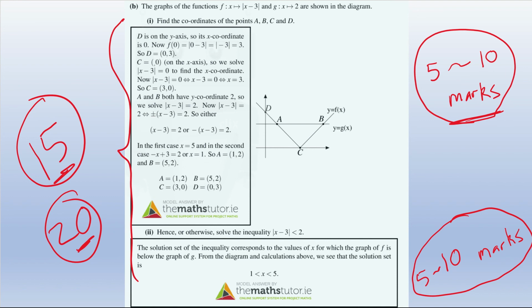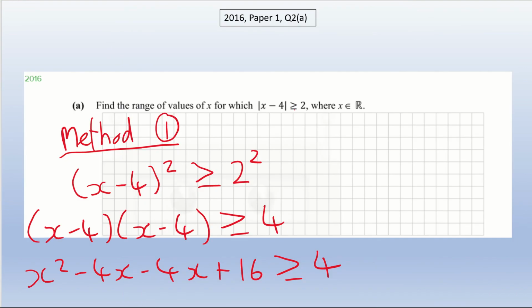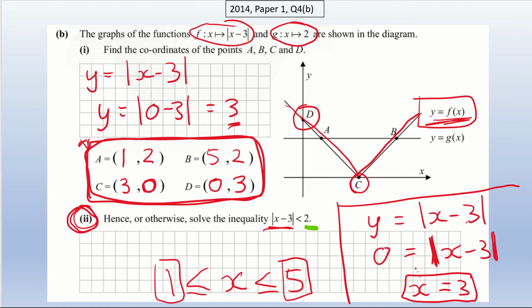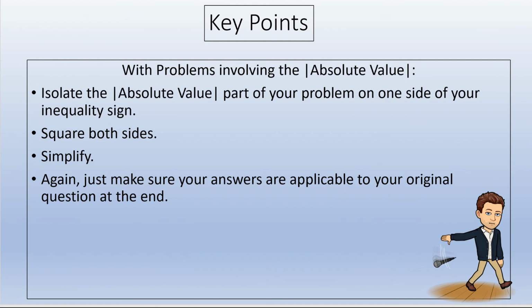Just to remind you, you had a look at a question with just numbers, and you had to find out what x was, or your range of values for x. We looked at a question with a graph, and we had to sort that out. And just to finish off, your key points for problems involving the absolute value. You're going to isolate the absolute value part of your problem on one side of your inequality sign. That was done for you in most of your questions here, so you didn't have to worry about that. Square both sides, simplify, and make sure your answers are applicable to your original question at the end.